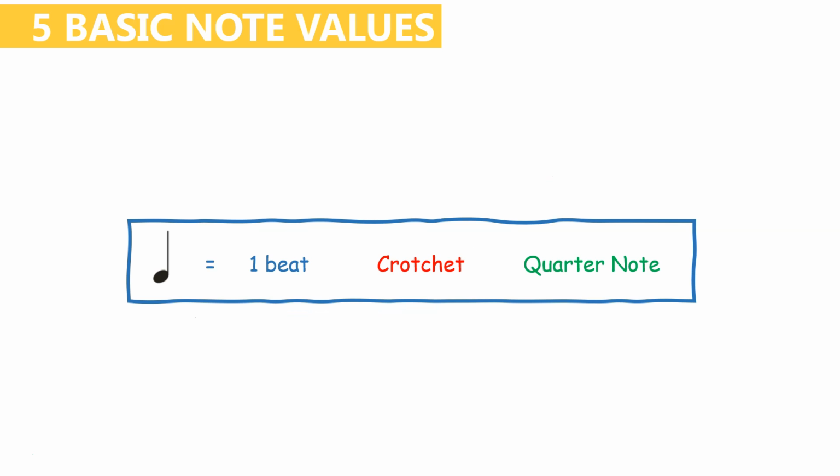The first type of note value, which has a duration of 1 beat, is called the crotchet note. It's drawn with a black circle, followed by a line extending upwards. This is probably the most common type of music note many would have seen. The other name for the crotchet note is a quarter note.